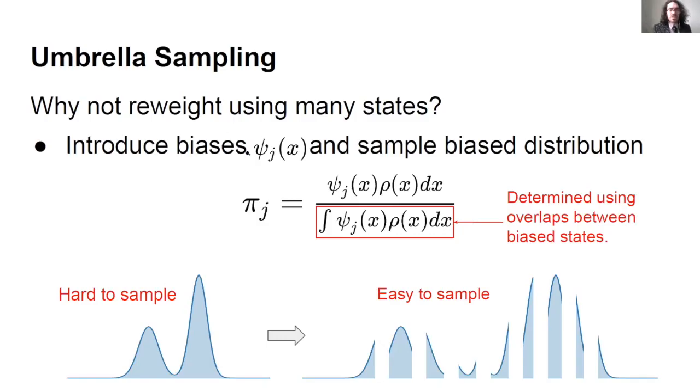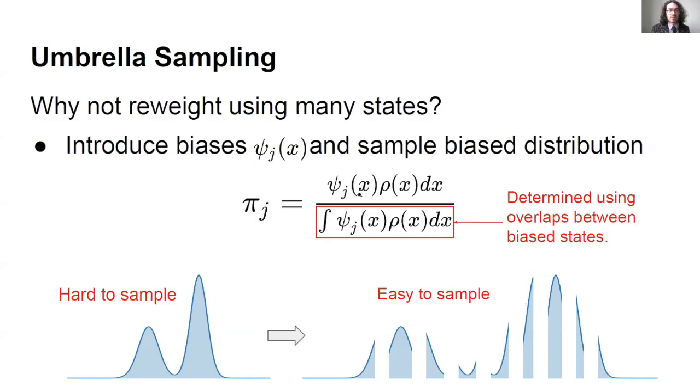But the basic idea is I'm going to introduce several bias functions, psi j. Then I'm going to sample these bias distributions, where I multiply my old density by psi j and renormalize appropriately. This gives me a lot of flexibility in what I can do. One thing I can do is choose these psi's to be overlapping indicators on my original distribution. Once I do this, I've chunked my old distribution into several chunks. Each of these chunks is reasonably easy to sample because they're reasonably unimodal, and the difference in the probabilities is not as big.